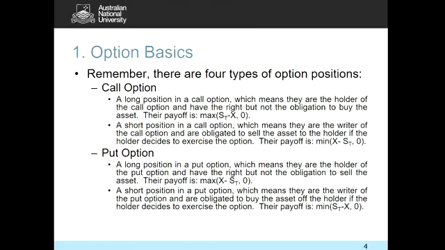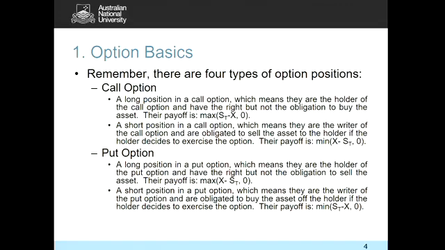So we know there are 2 main types of options: call options and put options. The options give you the choice, but not the obligation, to buy or sell at a certain price. And it's the person in the long position who gets to make the choice. If you're long in a call, you make the choice about buying. If you're long in a put, you make the choice about selling. If you're short in a call or short in a put, you don't get to make a choice. You have to do whatever the person in the long position decides. So if they decide to exercise the option, you've got to do what they want.